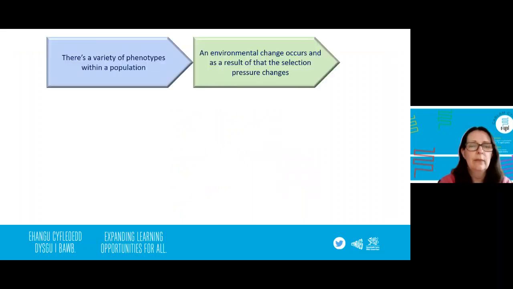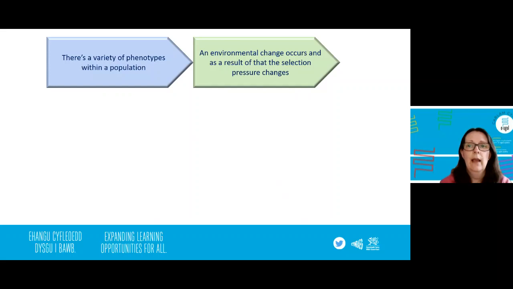Okay, so fusion then takes place. And we have a variety of phenotypes. If you remember, that's the outward expression of a gene, so what an organism might look like. And there may be a change in temperature, there may be a change in climate, there may be a change in the availability of a food source.